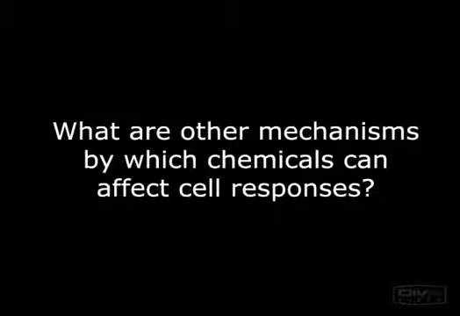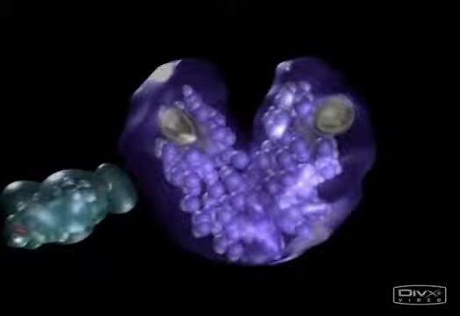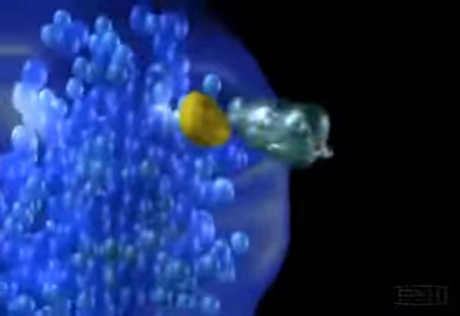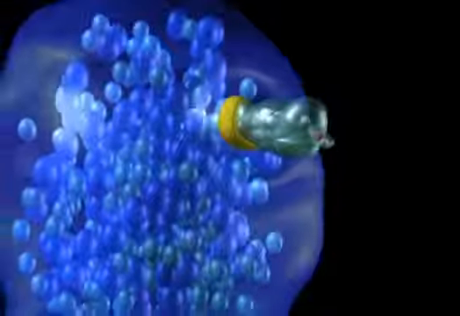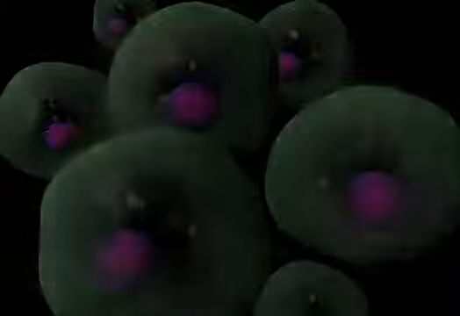What are other mechanisms by which chemicals can affect cell responses? Sometimes estrogen-mimicking chemicals bypass the receptors and work on other proteins within the cell. Whether by direct binding with estrogen receptors or indirect pathways through other proteins, estrogenic chemicals interrupt the natural balance of cell responses. These chemicals can also change the ratio of the estrogen metabolites that control cell responses.